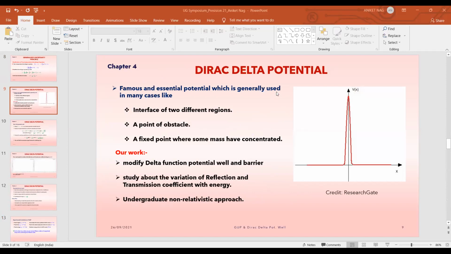It's a reason for considering the Dirac delta potential because we can also take the interface of different regions. We can also take the point of obstacle. We can also take a mass having a constraint at a fixed point. So that is why we just consider the Dirac delta potential. That is our research. That's all.